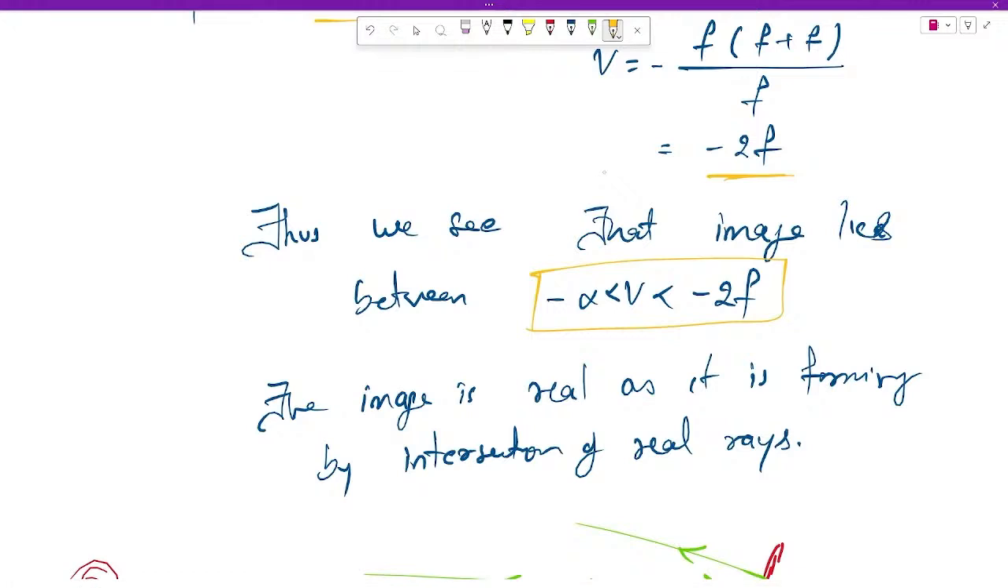Thus, the image is real as it is formed by the real intersection of the rays. And in the question it was given that we have to prove that when the object is placed between f and 2f of the concave mirror, it produces a real image beyond 2f, and the image is also beyond 2f.